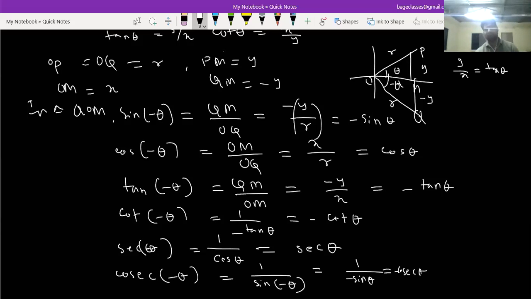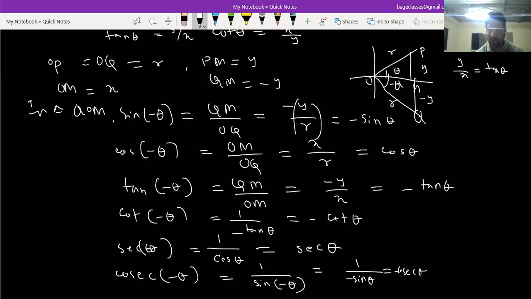So these are the trigonometric ratios of minus theta in terms of theta. Sin of minus theta we got minus sin theta. Cos of minus theta is plus cos theta. Tan of minus theta is minus tan theta. Cot of minus theta is minus cot theta. Sec of minus theta is plus sec theta. Cosec of minus theta is minus cosec theta.